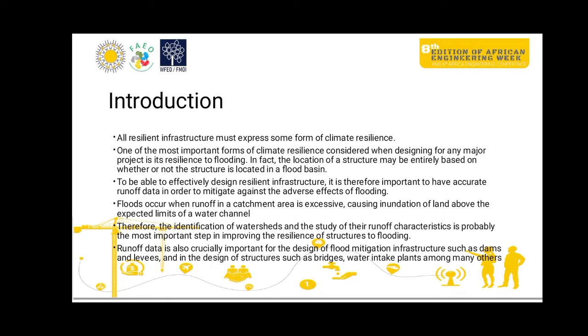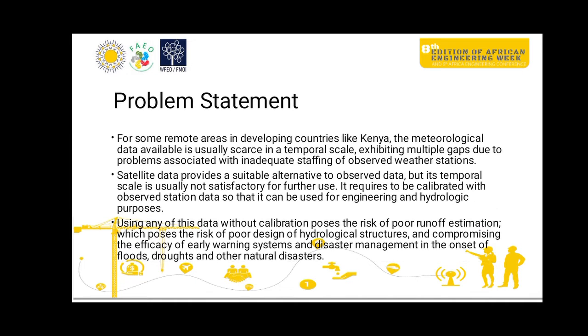Floods occur when runoff in a catchment area is excessive, causing inundation of land above the expected limits of a water channel. Therefore, the identification of watersheds and the study of their runoff characteristics is probably the most important step in improving the resilience of structures to flooding. Runoff data is also crucially important for the design of flood mitigation infrastructure, such as dams and levees, and in the design of structures such as bridges, water intake plants, among many others.